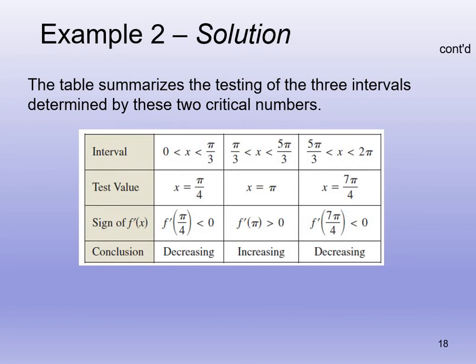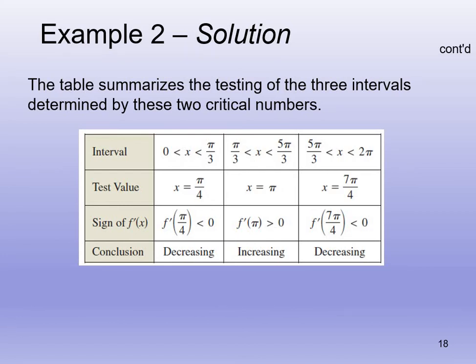Remember, we substitute our test value back into the derivative. So when we do f prime of pi over 4, that gives us a negative value. When we substitute into the derivative, it ends up being less than 0, so we can conclude that on that interval the original function is decreasing.